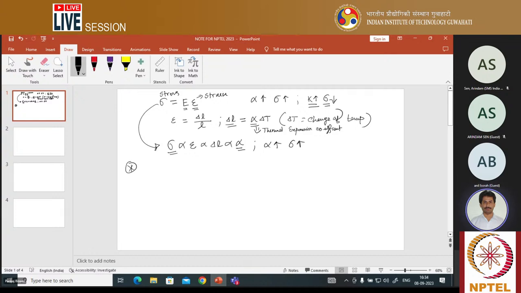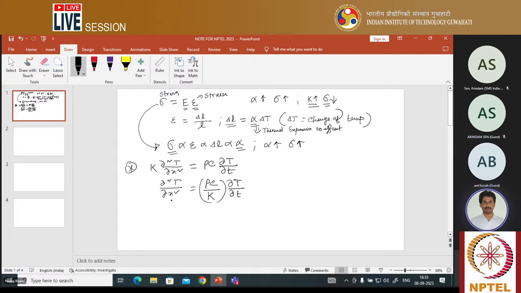Now you know the Fourier heat conduction equation. What does the Fourier heat conduction equation tell? For the one dimensional case, K del 2T by del X square is equal to rho C del T by del t. This is the transient Fourier heat conduction equation for the one dimensional case. This is very well known to you. From this equation itself, you can get that del 2T by del X square is equal to rho C divided by K, correct, times del T by del t.